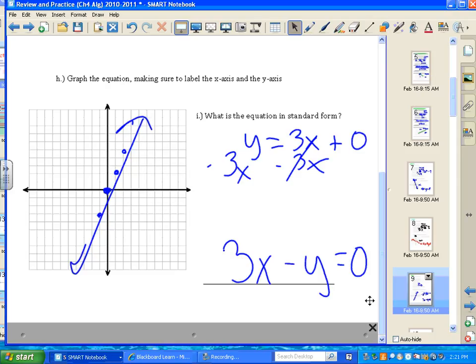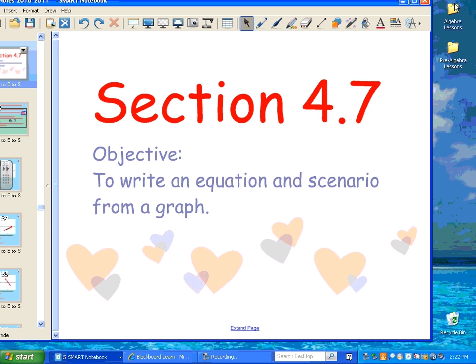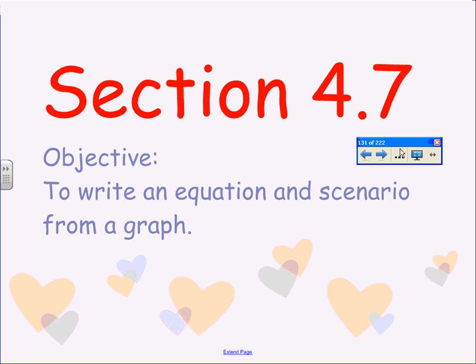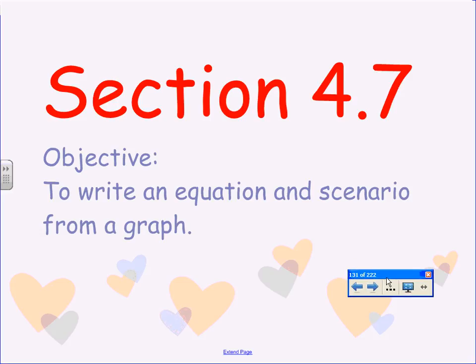Guys are all getting it out, right? I'll wait for you. Page 15. Pink packet, page 15. And while you're taking that out, our objective is to write an equation and scenario from a graph.